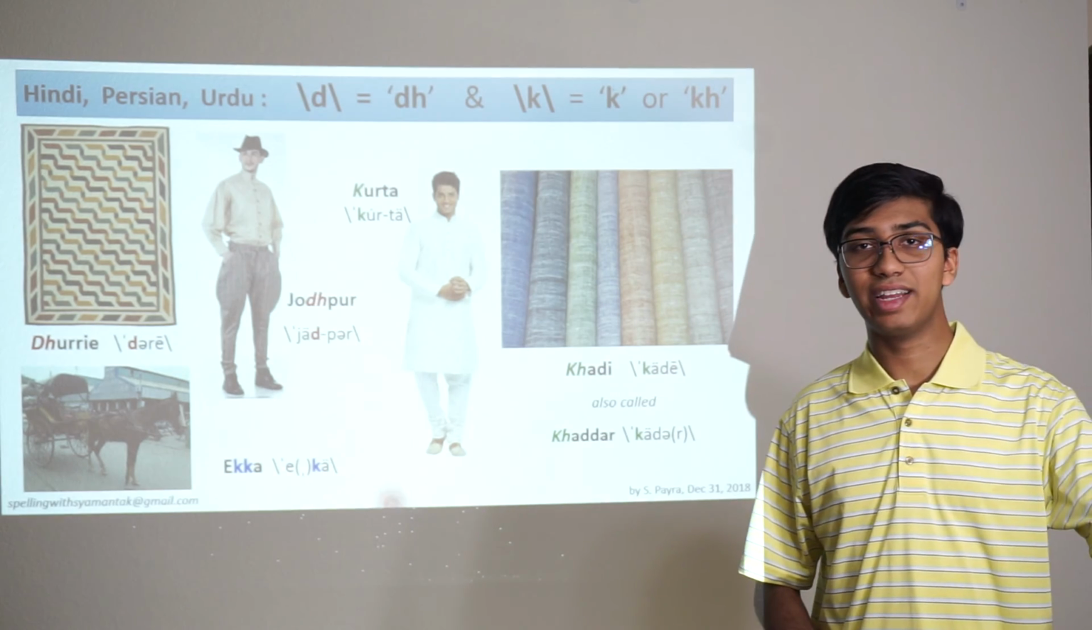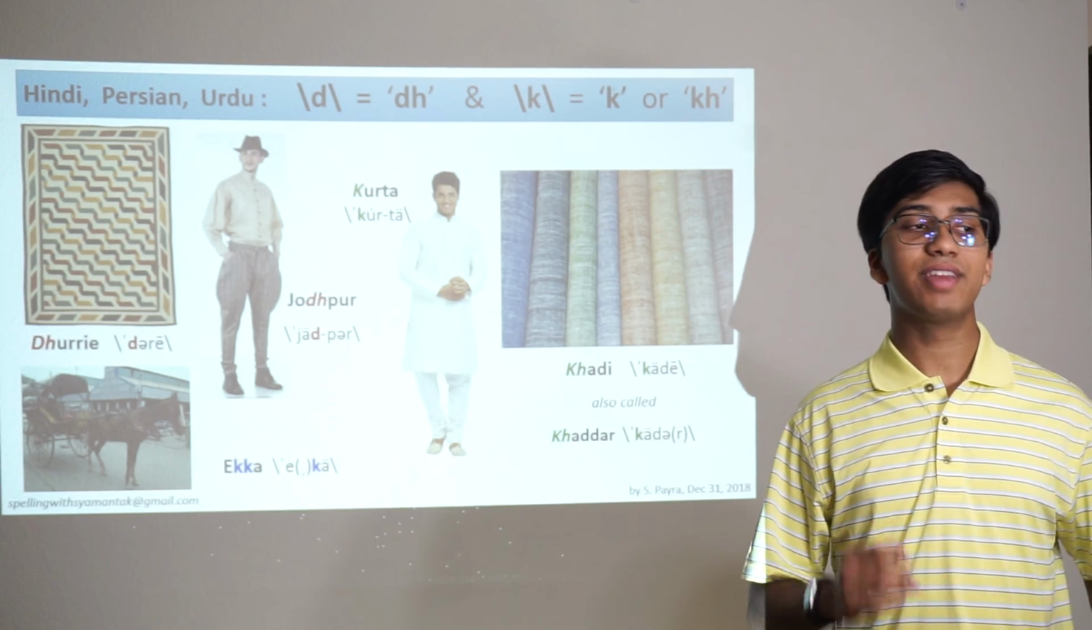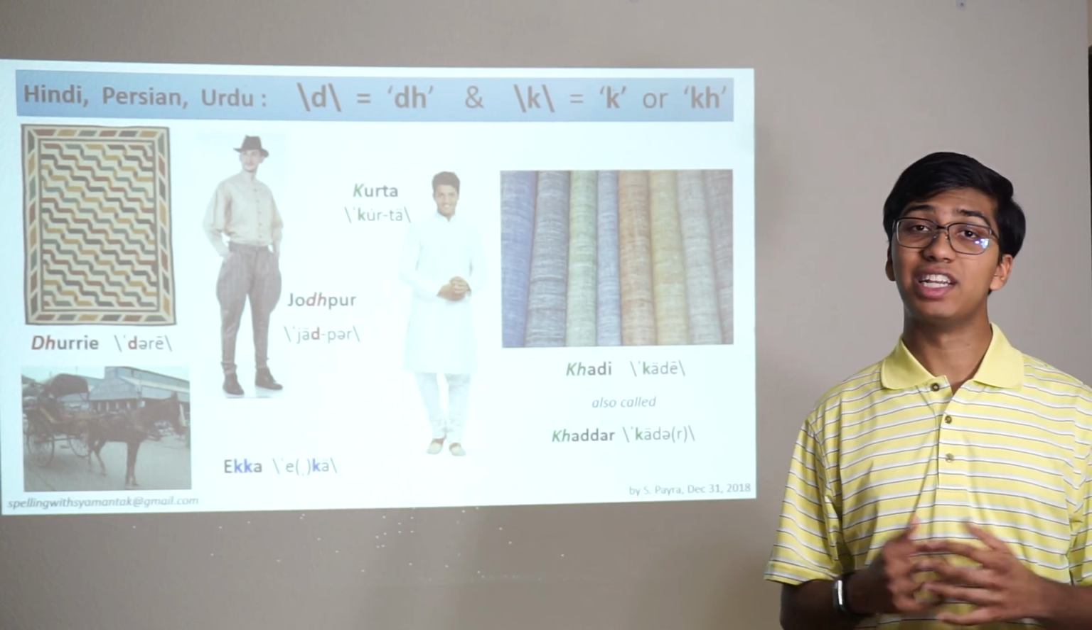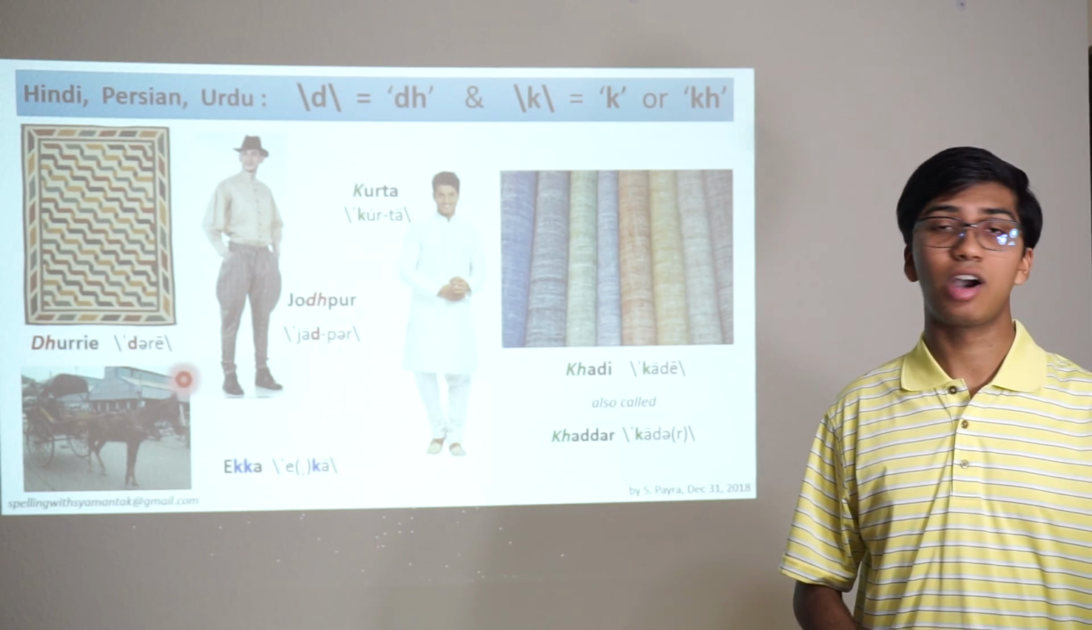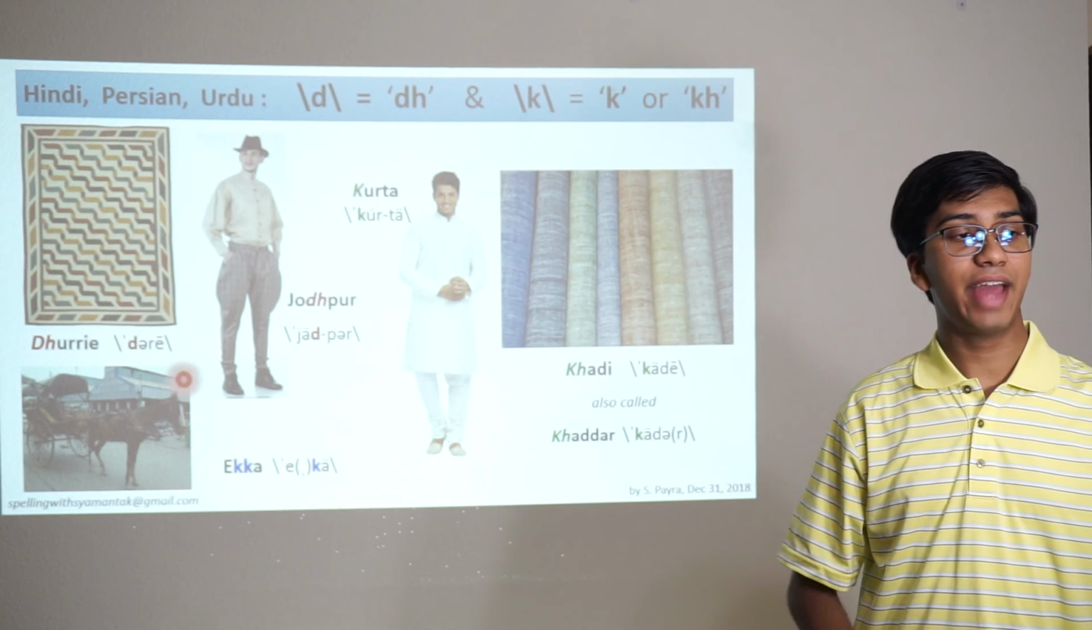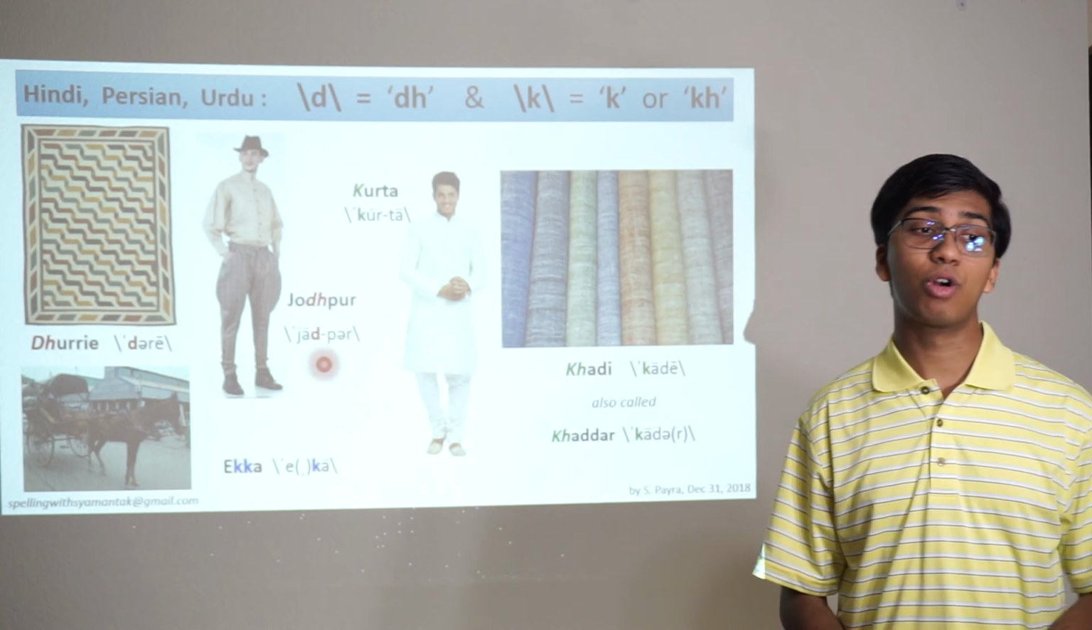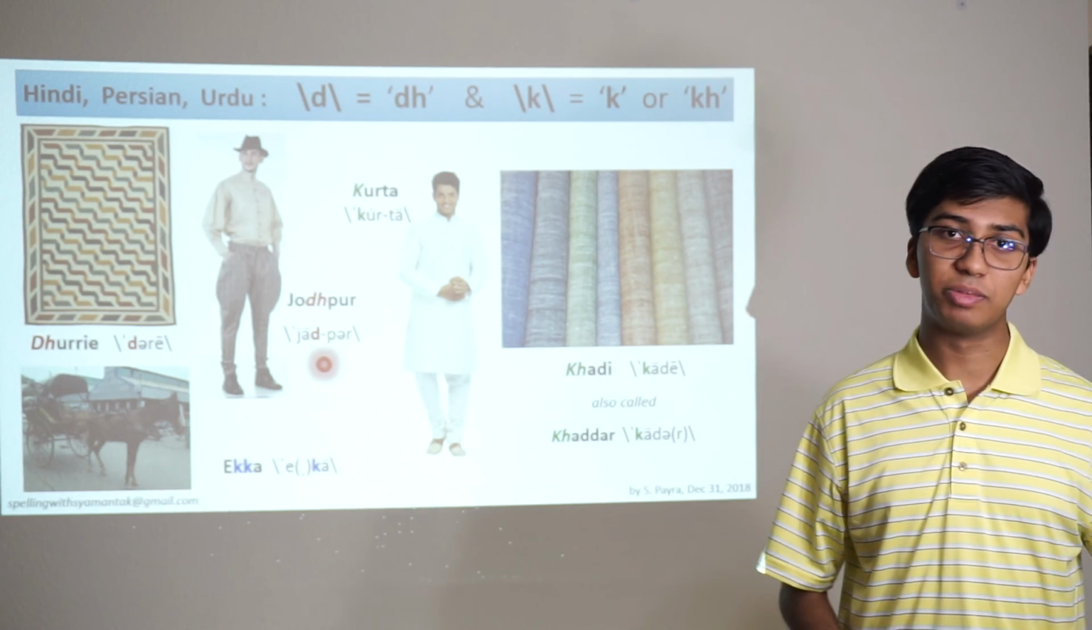Similar to how it is in Sanskrit, when you have Hindi, Persian, or Urdu words with a duh sound, they're going to have a dh, like duri, this thick cotton cloth or carpet, and jodhpur, pants for horseback riding that are tailored to be flexible.